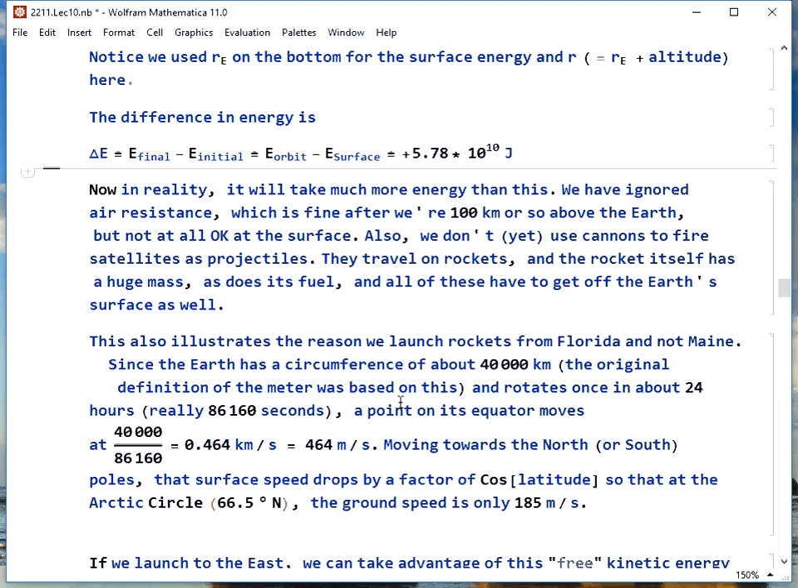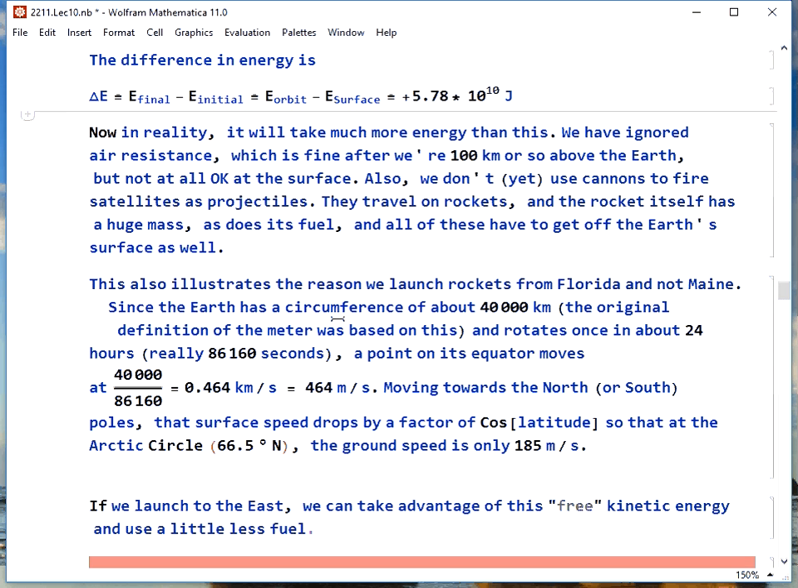They travel on rockets. The rocket has a large mass, and so does its fuel, and all these things have to get off the Earth's surface to varying heights. This also shows you the reason why we launch rockets from Florida and not the North Pole. The Earth has a circumference of 40,000 kilometers. The original definition of the meter is actually 1/10 millionth of the distance from the North Pole to the equator, and the Earth rotates once in a little less than 24 hours.